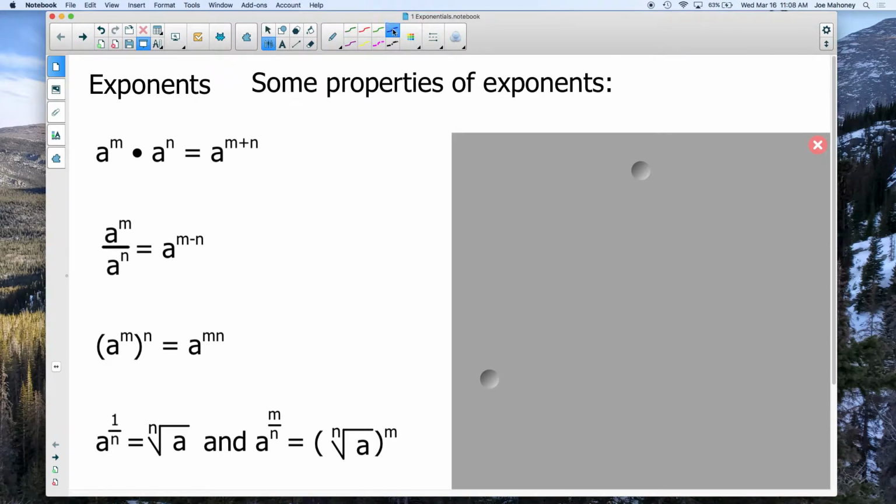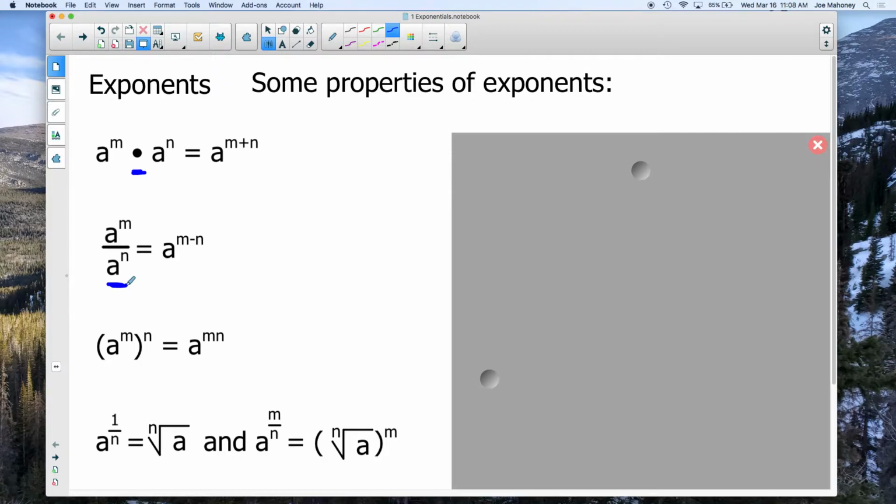Into the realm of exponential functions. So first we just had to be able to compute with exponents. You see on the left some of the properties of the exponents, and I want to emphasize the relationships here. In the first one, when you multiply two terms with the same base, you add their exponents. And when you divide two terms with the same base, you subtract their exponents.